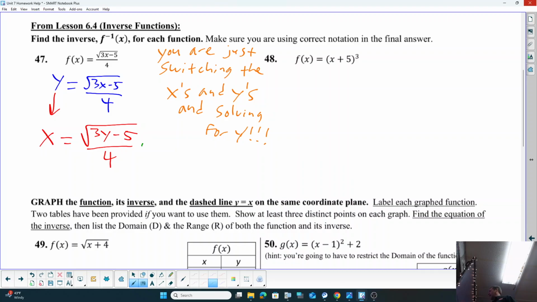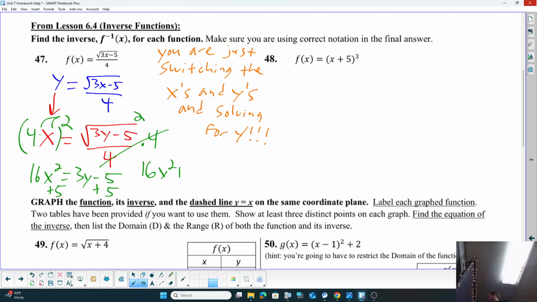So then you go ahead and times by 4 over to this side. Then you power to both sides. Distribute it. So 16x squared is equal to 3y minus 5. Then you add 5 over to the other side. So we have 16x squared plus 5 equals 3y. And then you divide by 3. And so there's our new function. So switch the x's and y's and solve for y.